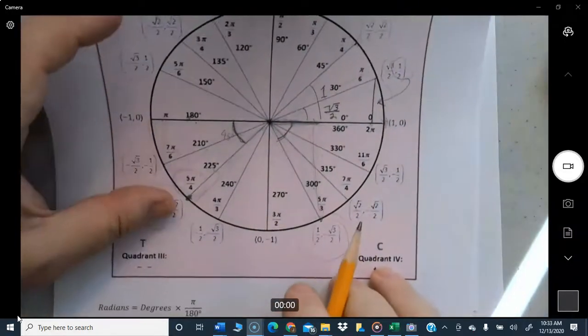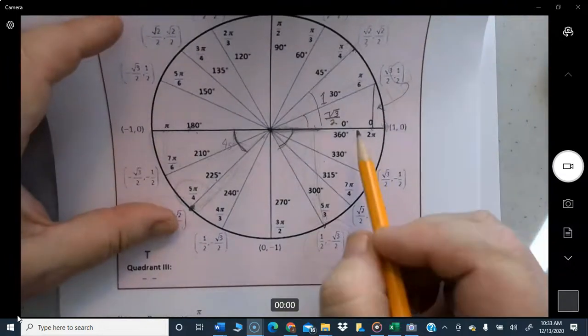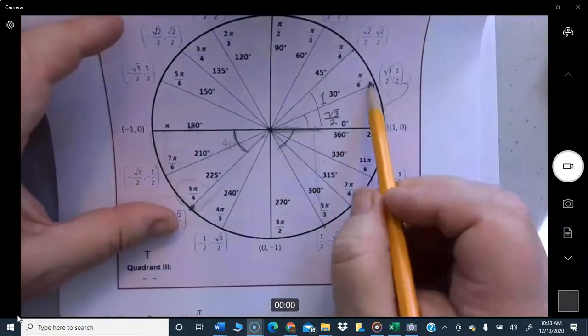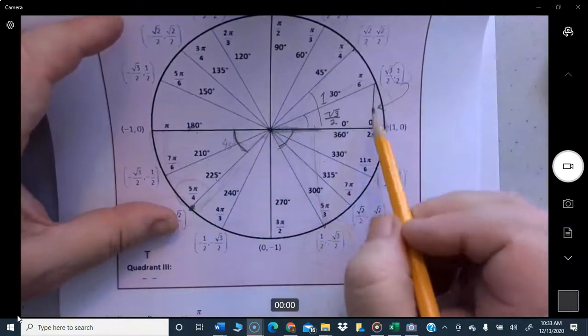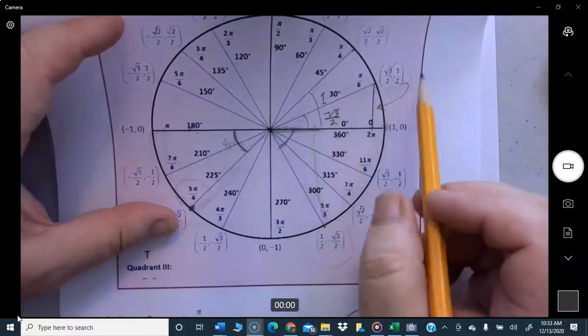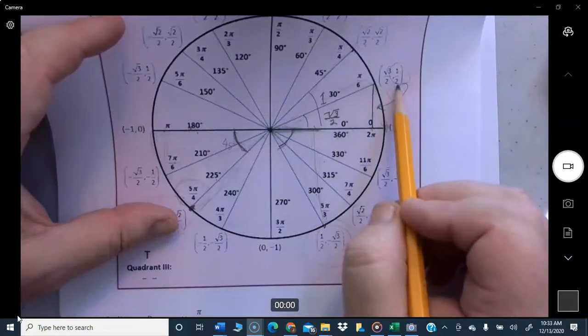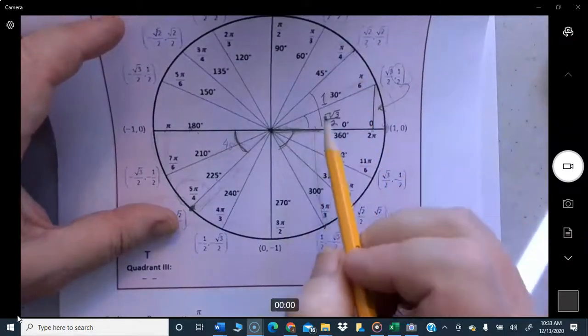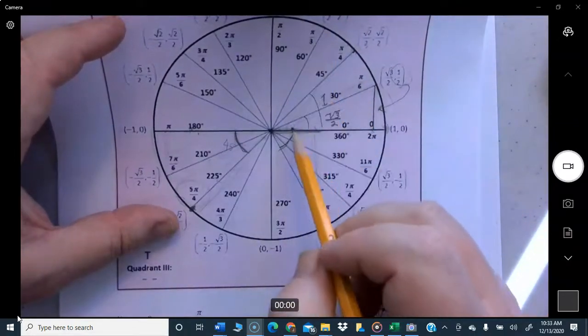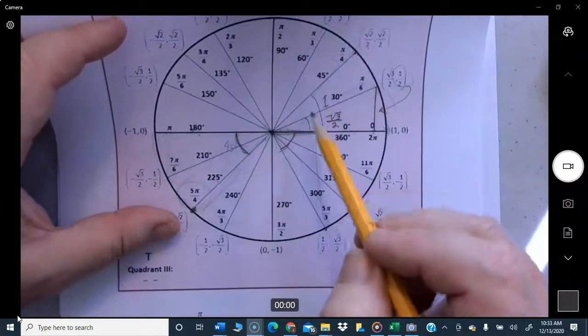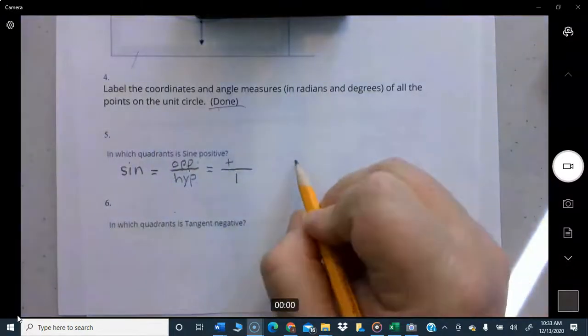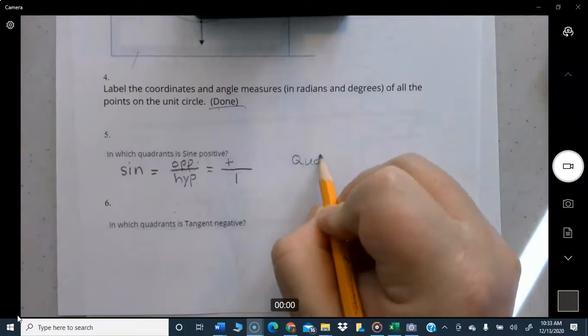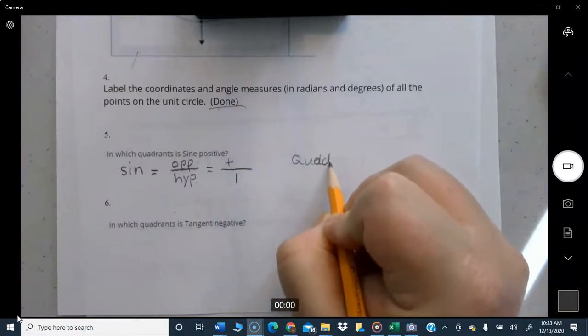So we look up here, and right over here, let's just take this triangle that we already used. The opposite is this side, and you can see it's a positive 1/2 because you're going up. Any of these angles here, you're going positive. Positive. So the opposite is always going to be positive in quadrant 1. So the answer to that is quadrant 1.